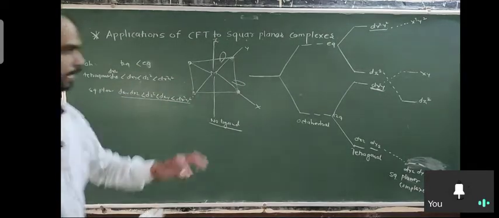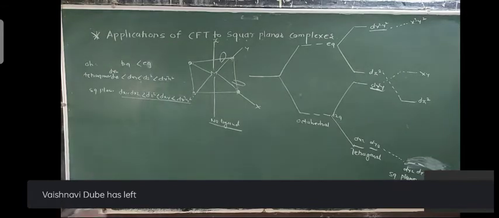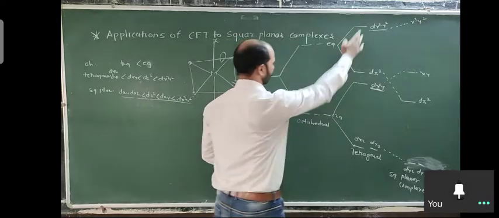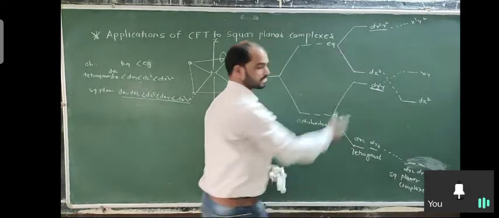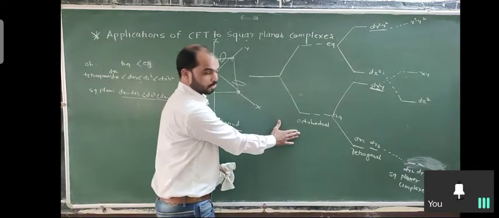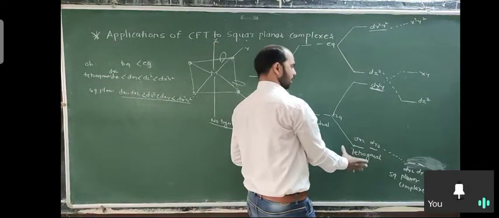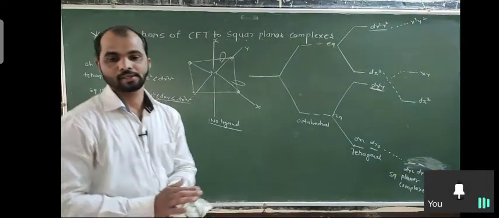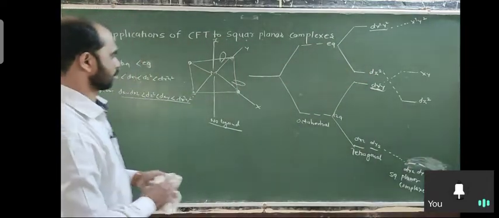So here is a further, different splitting. When you draw the splitting, you directly draw from it. Don't mention this; it is just for your understanding of how the splitting changes. So here is the normal octahedral, here is a tetragonal, meaning a distortion, and here is a square planar geometry, the square planar complexes.